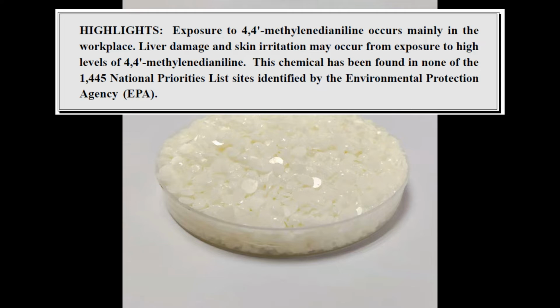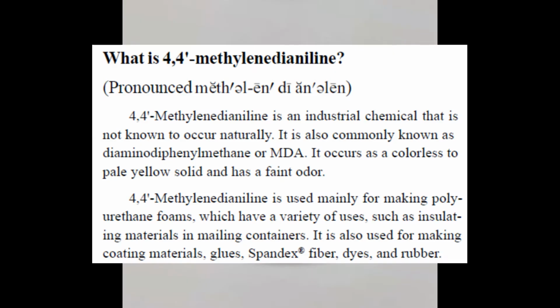So, exposure to construction meth occurs mainly in the workplace. Liver damage and skin irritation may occur from exposure to high levels of construction meth. This chemical has been found in none of the 1,445 National Priority List sites identified by the EPA. Construction meth is an industrial chemical that is not known to occur naturally. It is also commonly known as MDA. It occurs as a colorless to pale yellow solid and has a faint odor.